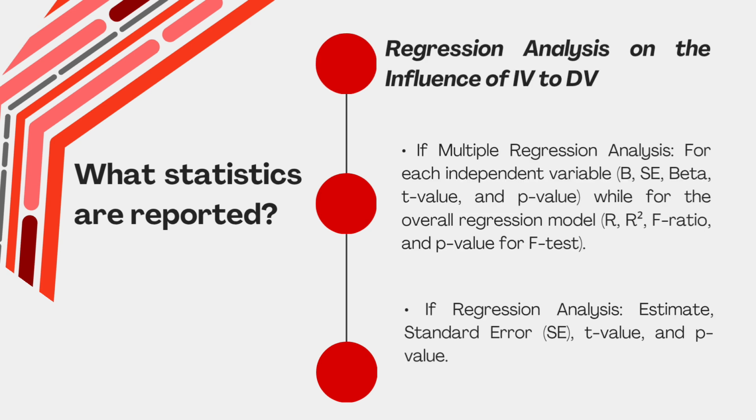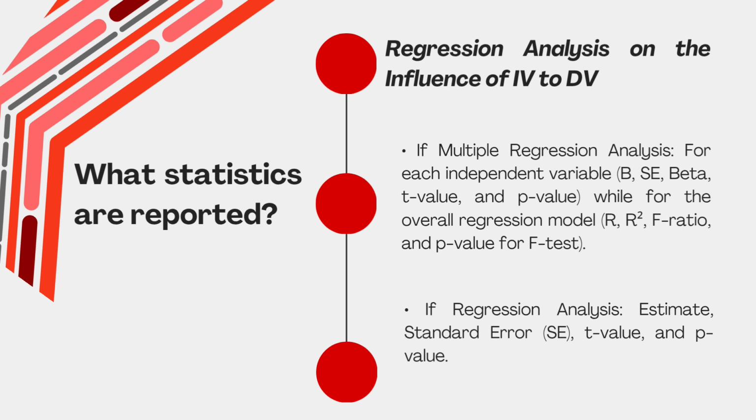The third is determining regression analysis on the influence between the IV and DV. For multiple regression analysis, here are the statistics reported in the result. First, for each independent variable, we have the unstandardized coefficient or B. This shows the actual change in the dependent variable for every 1 unit increase in the independent variable, keeping all other variables constant.